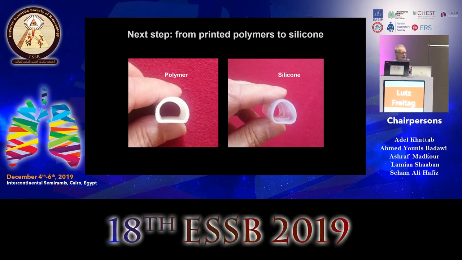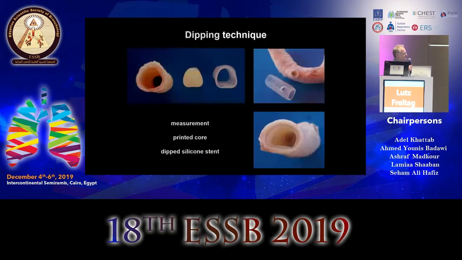The material that is used for most stents is silicone. You see on the left side a polymer, a thermoplast that can be melted. Silicone you cannot melt, so you cannot print directly with silicone. What we have done is we started with printed polymers like this tracheal-shaped thing, dipped it into silicone, and then had the surface of the original cast, and it remained in shape.